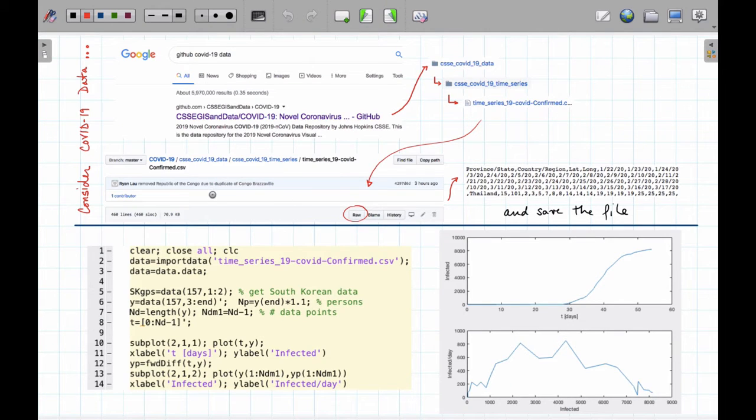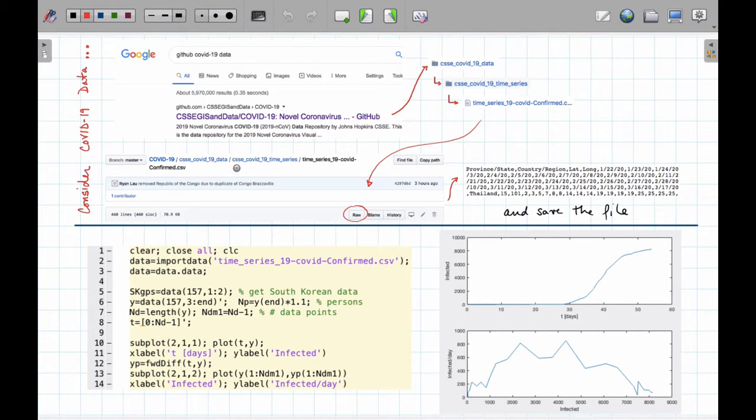Let's make this real by getting a real alpha for a real population. The easiest way to do that would be to get the COVID-19 data that's being put together for us by the Johns Hopkins University. Go ahead and just Google GitHub COVID-19 data. Click on the first link to go to their GitHub.